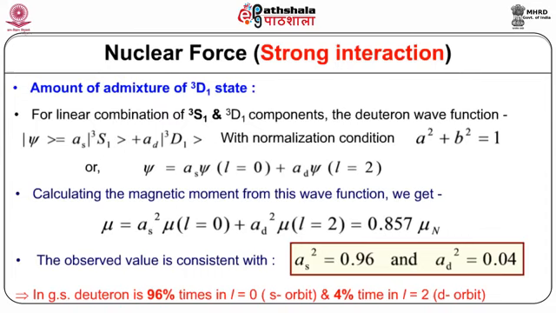Then going by the experimental values, because this 0.857 mu_n was the experimental value, we found for what values of A_s and A_d we can get this equation. We observed that the values come out to be A_s squared equal to 0.96 and A_d squared equal to 0.04. It means that in the ground state of the deuteron, there is a contribution of 96% from the L equal to 0 state, and 4% from the L equal to 2 state. So in general, we can say that the ground state of the deuteron is a combination of L equal to 0 and L equal to 2 states.